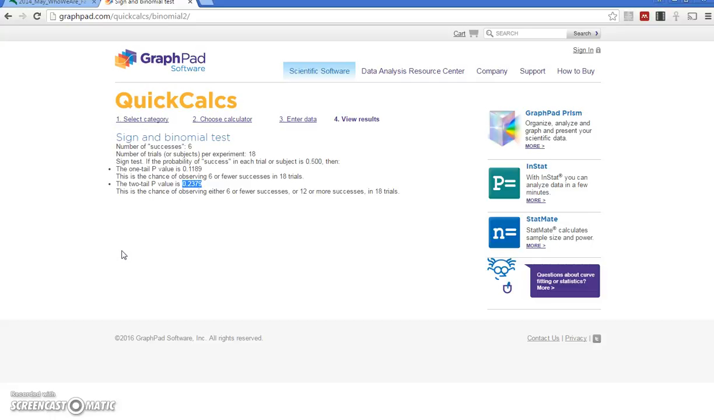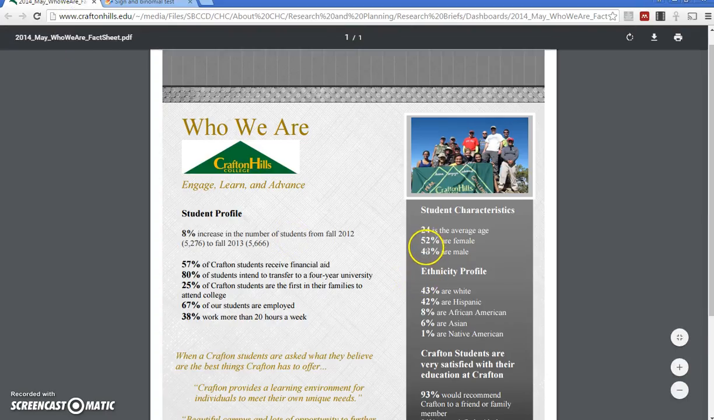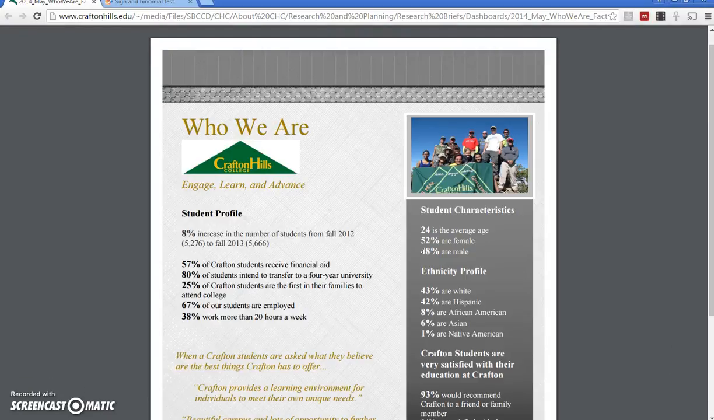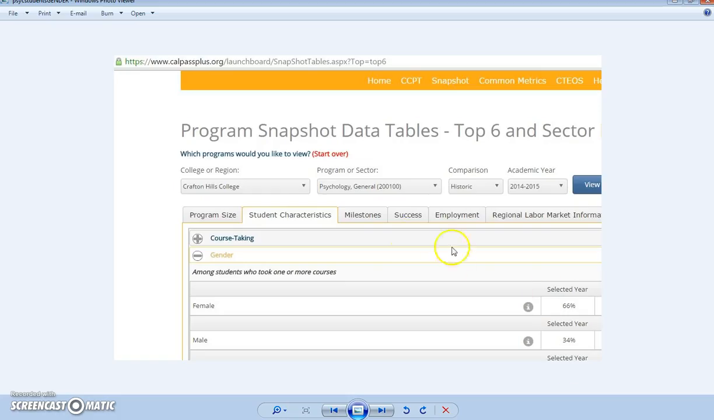In reality, we could use some other better numbers for the expected proportion of males. The Office of Research and Planning at Crafton says that males are only 48% of the population of students at Crafton. Therefore, we would not expect to find that many males. And if you look specifically at psychology students, it would be even less than that. Among students who took one or more courses in psychology at Crafton Hills College, 66% were female. Wow, that's very close to what we found in this particular class, 67% female. So we cannot reject the null.